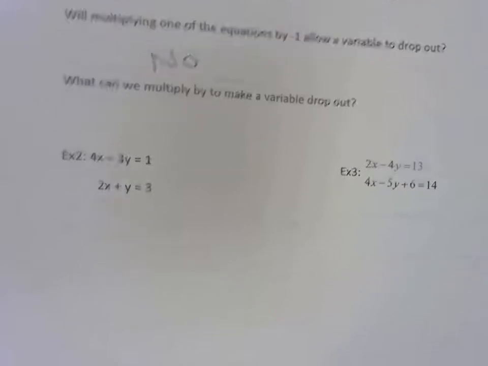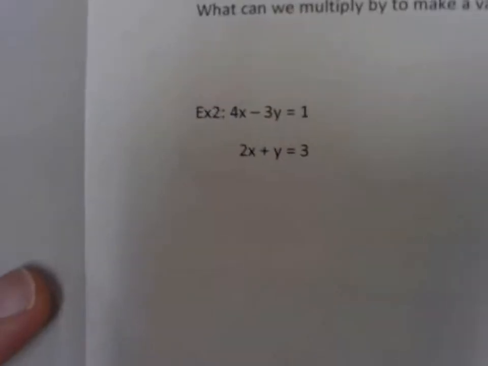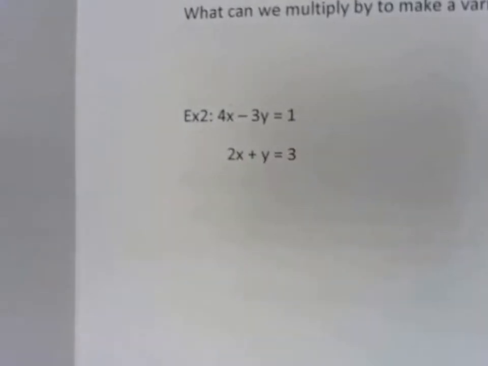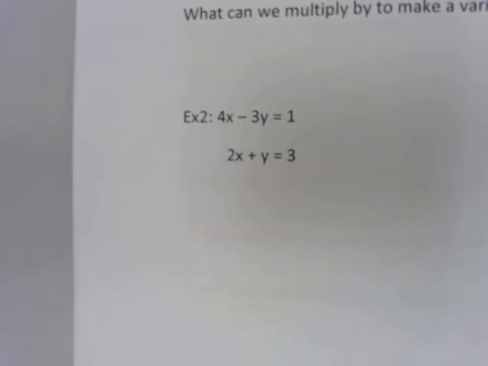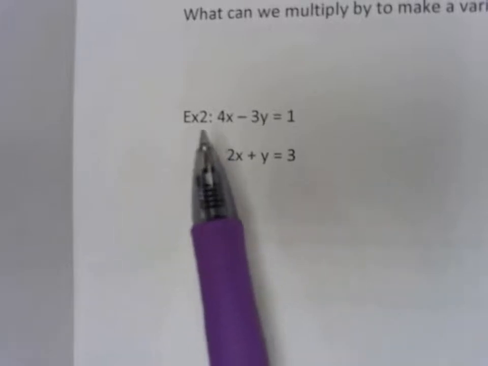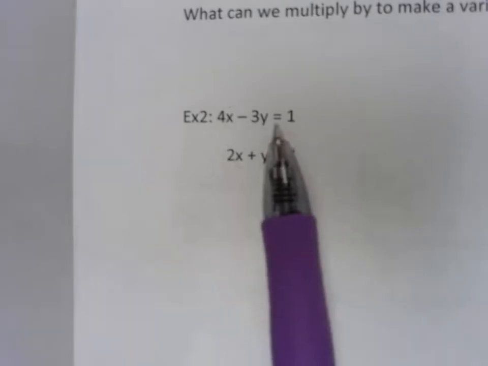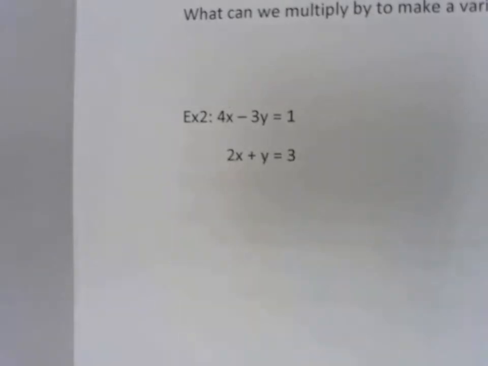Okay, let's look at another example. Let's look at example 2. So you need to ask yourself, okay, this is set up nicely for elimination because they're both in standard form. So I need to ask myself, if I add right now, will anything cancel? No, because none of my coefficients are the same number with opposite sign. Will multiplying by a negative get it? Well, no, because none of these coefficients are the same exact number. So that's not going to help me.